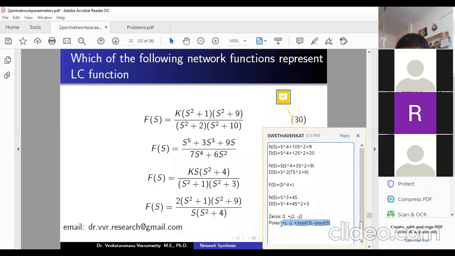Plus j2, minus j2, plus j1, minus j1, plus j root 3, minus j root 3. So all the poles and zeros are on the j omega axis, right? And 0. So all are located on the imaginary axis in the S plane.